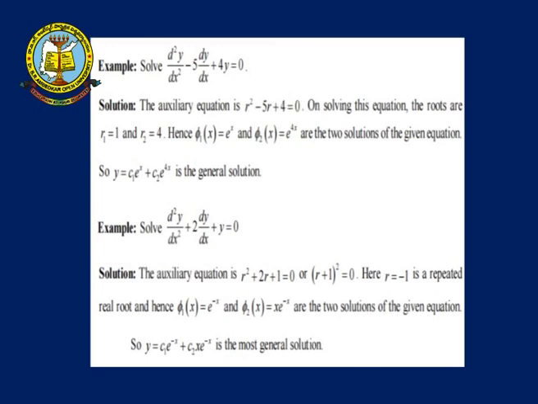So directly I can write the solution: y equal to c1 e to the power of m1 x, where m1 equals 1, so c1 e to the power of 1 into x, plus c2 e to the power of 4 into x. This is the general solution for the homogeneous linear differential equation.